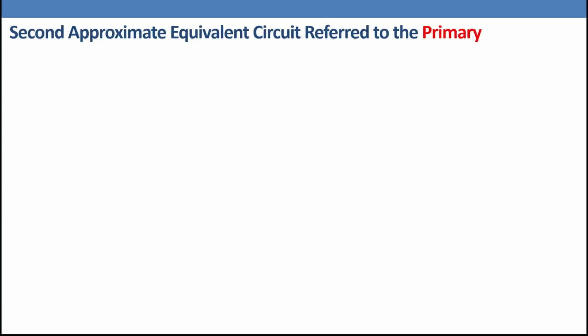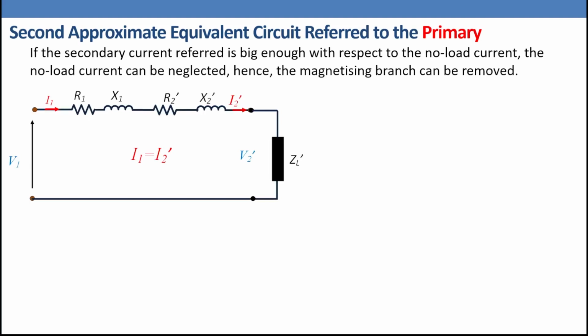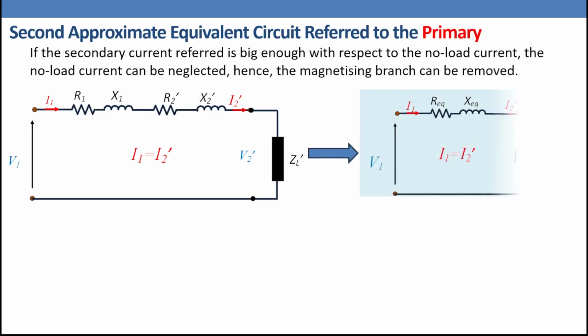That was the approximate equivalent circuit referred to the primary side. We can have further simplification of our circuit. If the secondary current referred to the primary is big enough with respect to the no-load current, the no-load current can be neglected. Hence, the magnetizing branch can be removed, and the equivalent circuit will be as shown in the figure. Just the primary impedance and the referred secondary impedance are in series, so it will be as shown in the figure now: R equivalent and X equivalent.